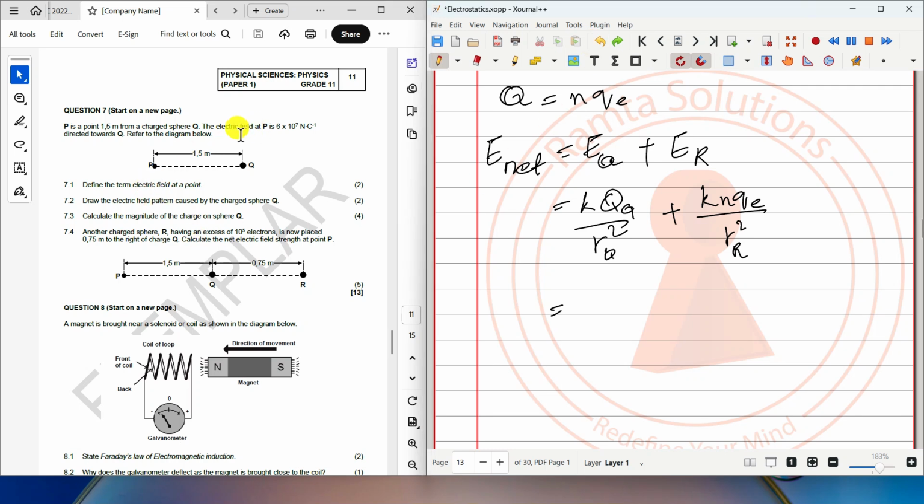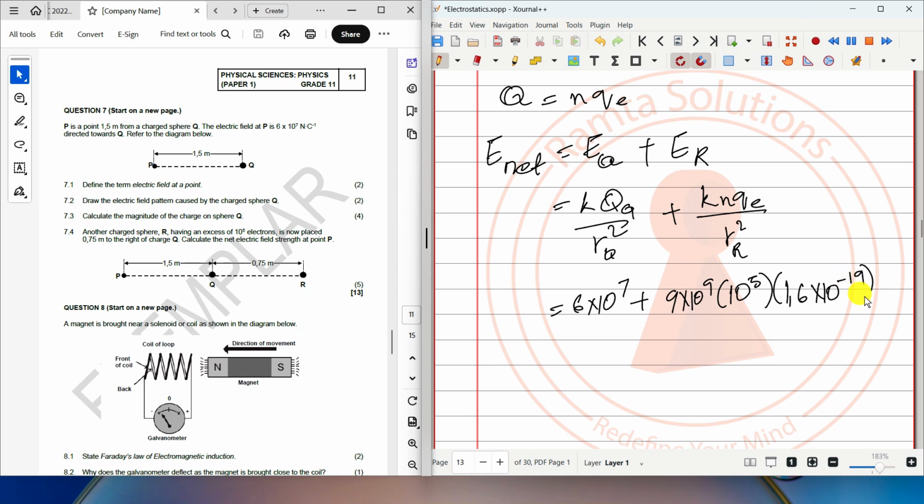Electric field strength of Q is given as 6 times 10 to the 7. And then of R we do not know, so it's 9 times 10 to the 9. And we have 10 to the 5 electrons. Remember, it is excess. And then the charge of an electron is 1,6 times 10 to the negative 19. And what is the distance between point P and R? It is 1,5 plus 0,75. It looks like it is 2,25.